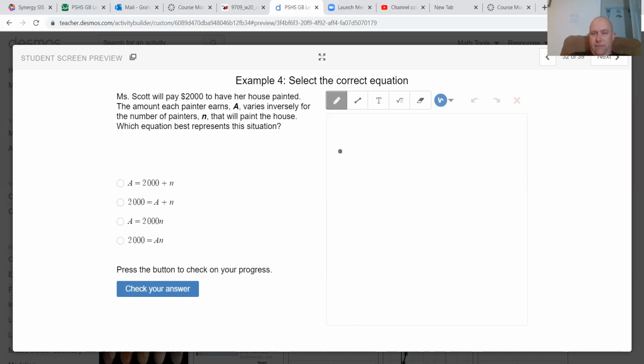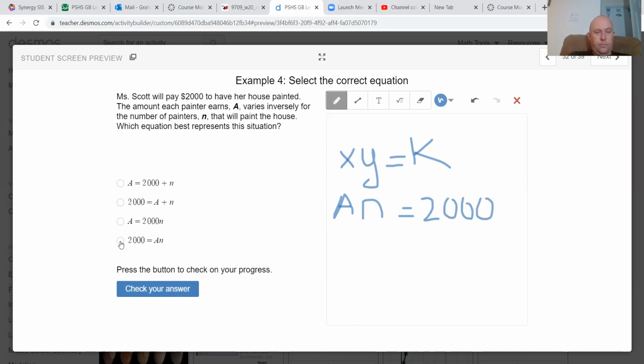So, first of all, with inverse, I normally think of it being xy equals k. So for this question, instead of x and y, the two letters are A and N. So when I multiply them together, A times N equals, and the key number in this question is going to be 2,000. So I can already see that it is answer 4. But just one other way you can check these answers as well.